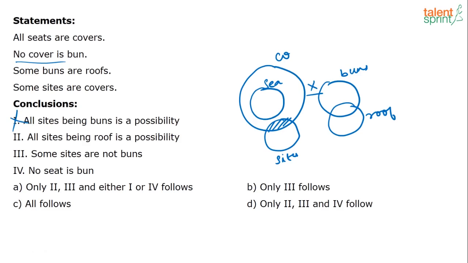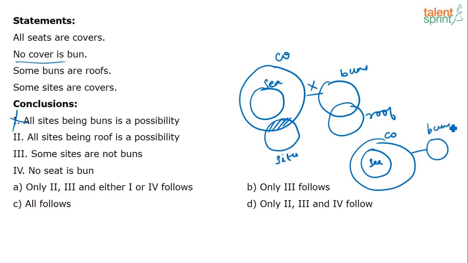Next one, all seats being roof is a possibility. All seats can be roof, no? See, if you redraw this diagram like this, covers and buns, they are disjoint sets. Roof can be like this, right? And this will be your seat. So all seats being roof is a possibility if you draw the diagram this way. We only need to know covers and buns are disjoint. Yeah, that is there. So this seems like a possibility, right? So it follows.